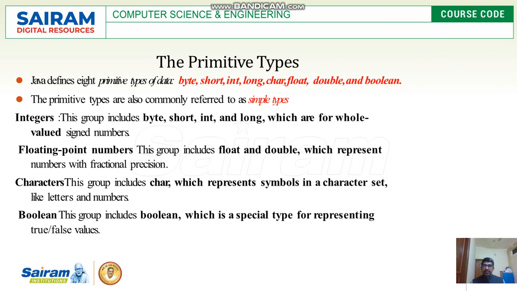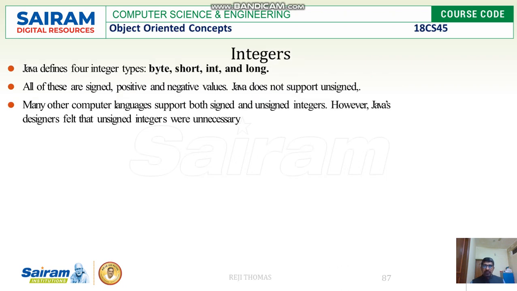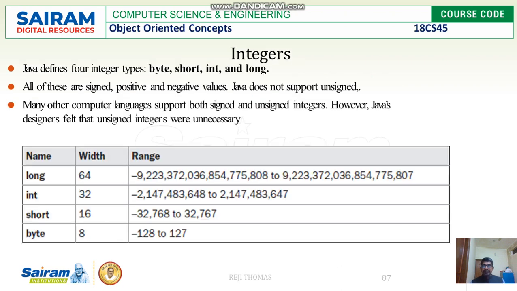Let us see the other one, which is Boolean. Boolean we have not seen in C, and it is a special type for representing true or false values. So let me repeat. Under primitive, we have four main types: integer, float, character, and Boolean. So let us see the integer one.